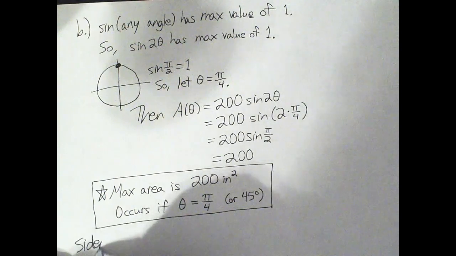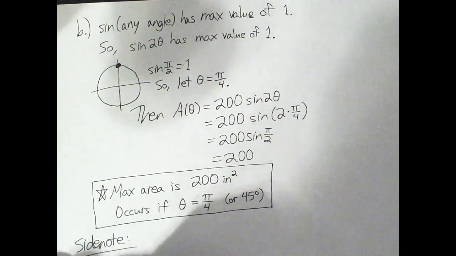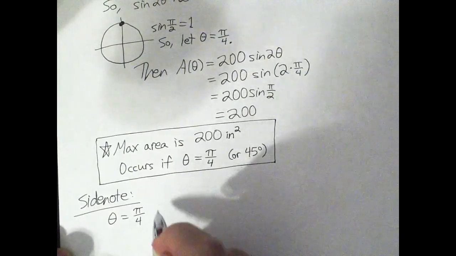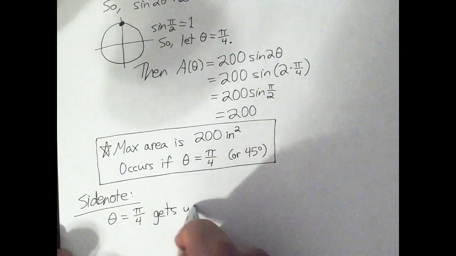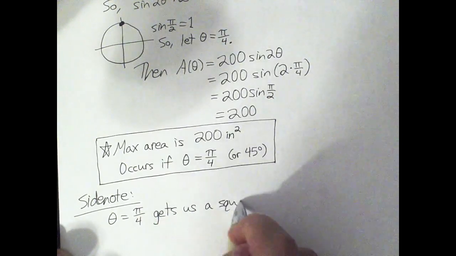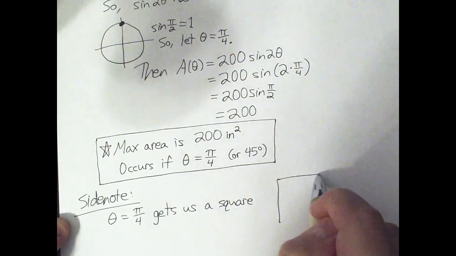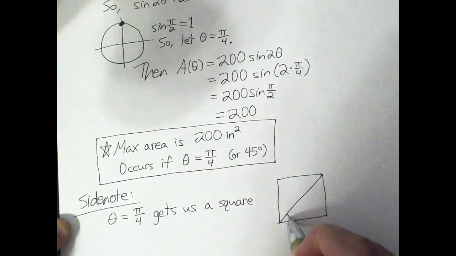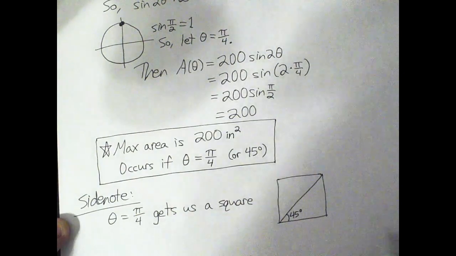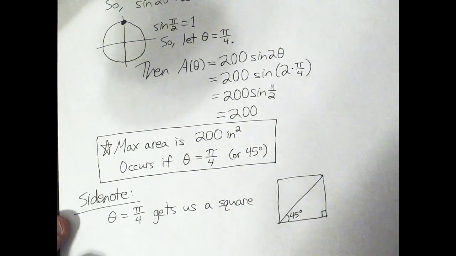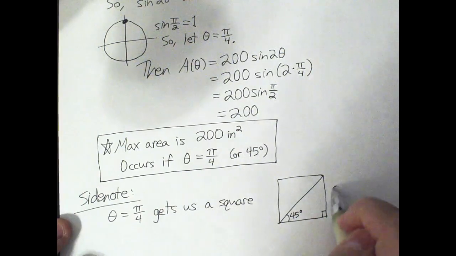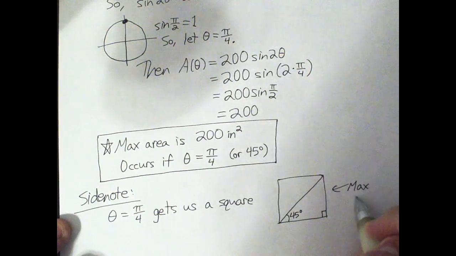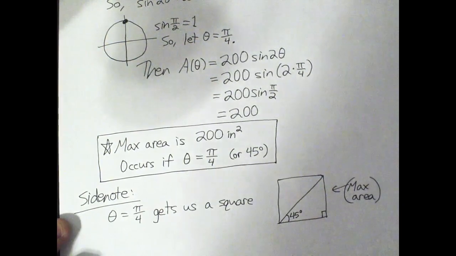Side note, if you use this angle, what shape are we getting? This gets us a square, doesn't it? If this is 45 degrees, then A and B are going to be equal to each other. That's my picture of a square. It's a little bit messy. But yeah, this actually gets you the maximum area in this problem.